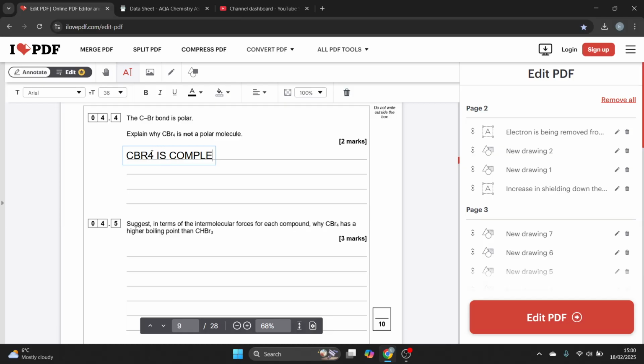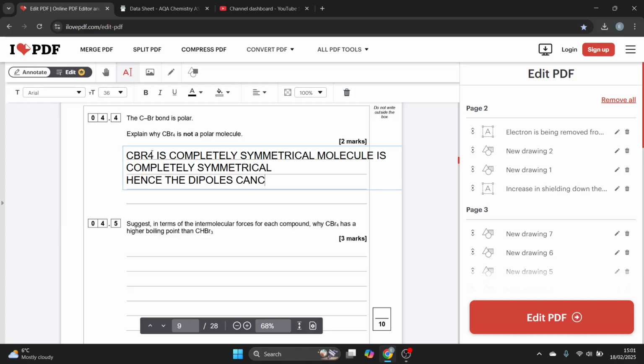CBr4 is completely symmetrical. Molecule is completely symmetrical, hence the dipoles cancel out.